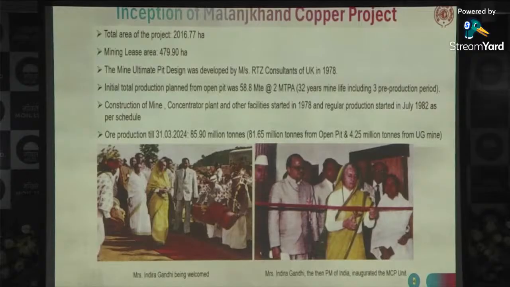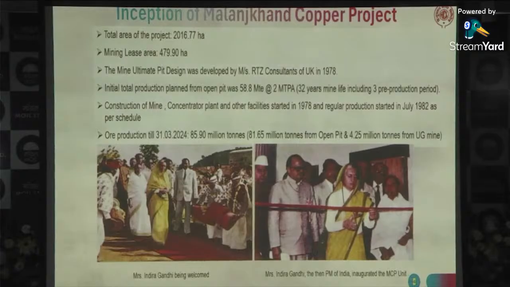This mine was originally designed by RTZC, and it was planned to produce around 58 million tons of ore at the rate of 2 million tons per annum with a life of 32 years, including the pre-production period. Along with that, a concentrator plant was also planned of matching capacity, and the mine and the concentrator plant started production in the year 1982. It was inaugurated by the then Prime Minister of India, Srimati Indira Gandhi.